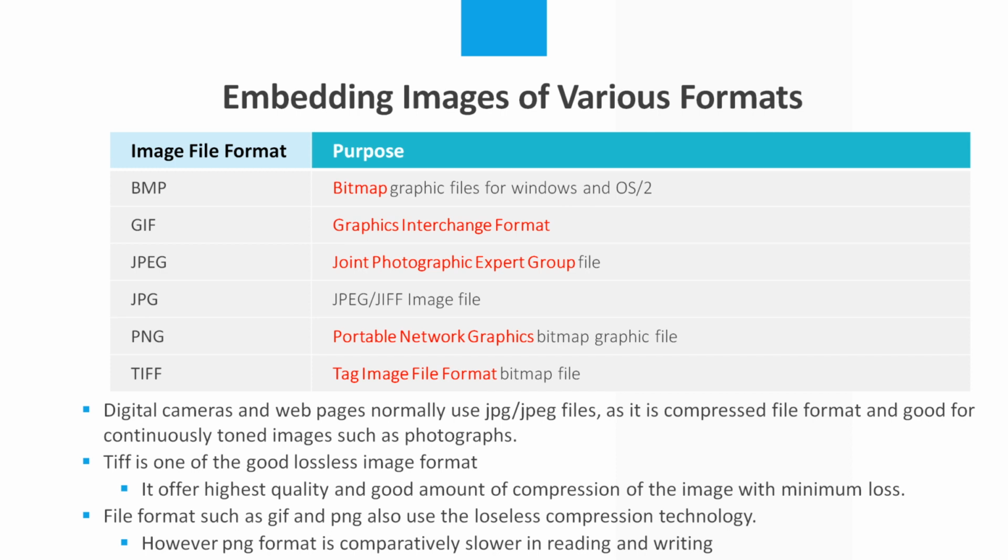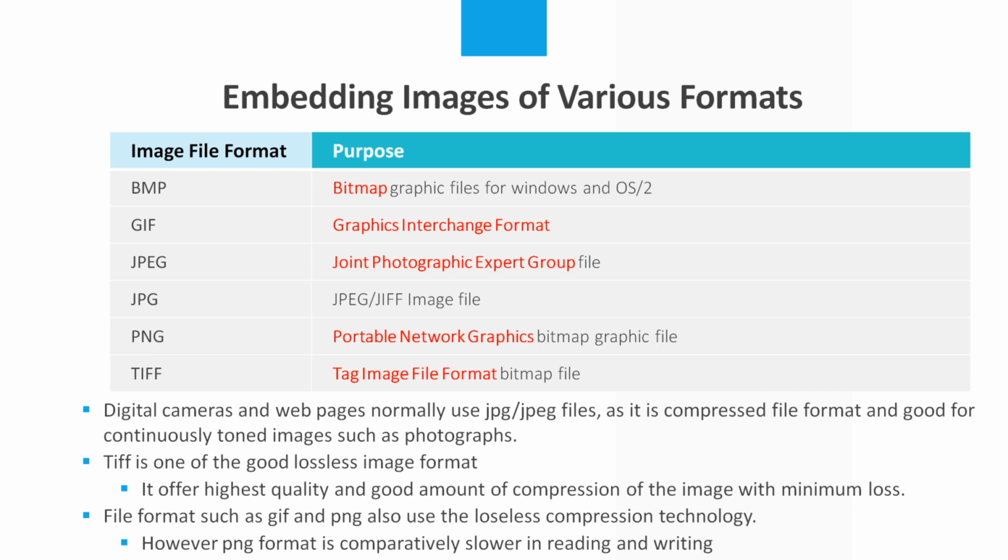Digital cameras and web pages normally use JPG or JPEG files as it is a compressed file format. Compressed file format means it will not take a lot of memory, and if you want to send a mail or transfer from one local machine to another machine, at that time the compressed file does not take a lot of space and memory, and is good for continuous tone images such as photographs. So JPEG is best for photograph images.